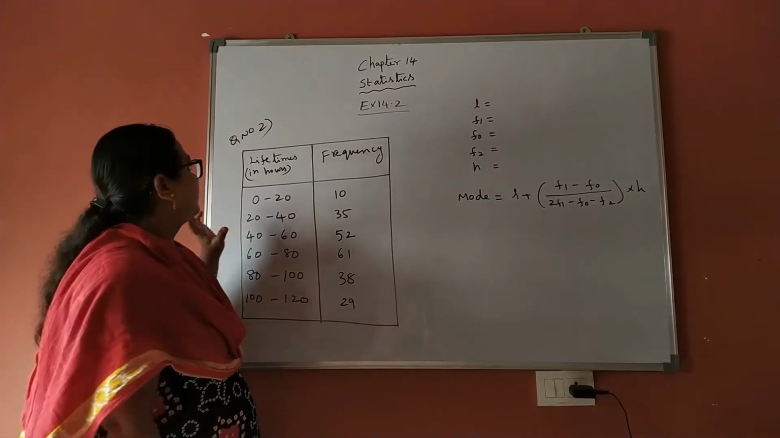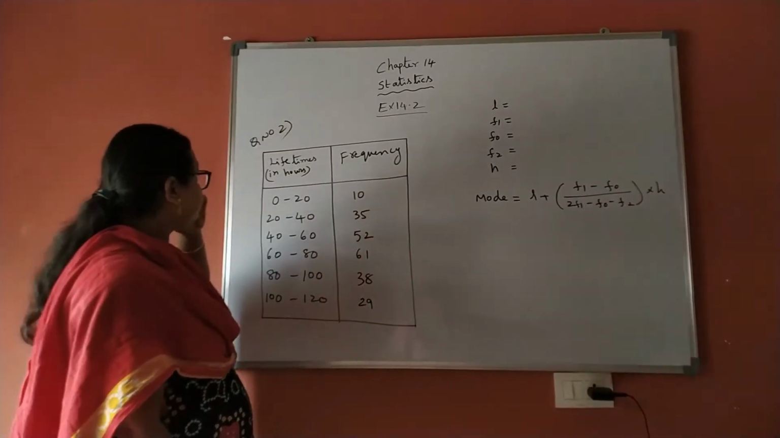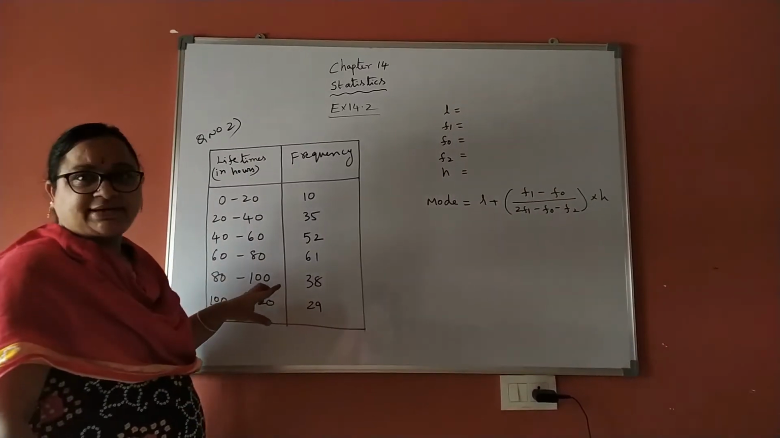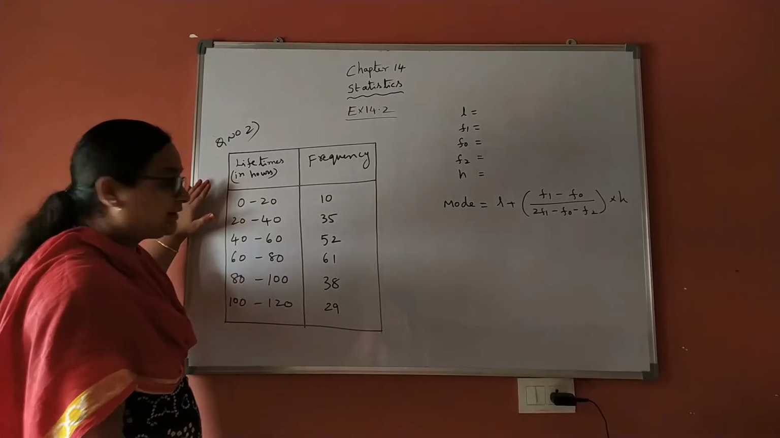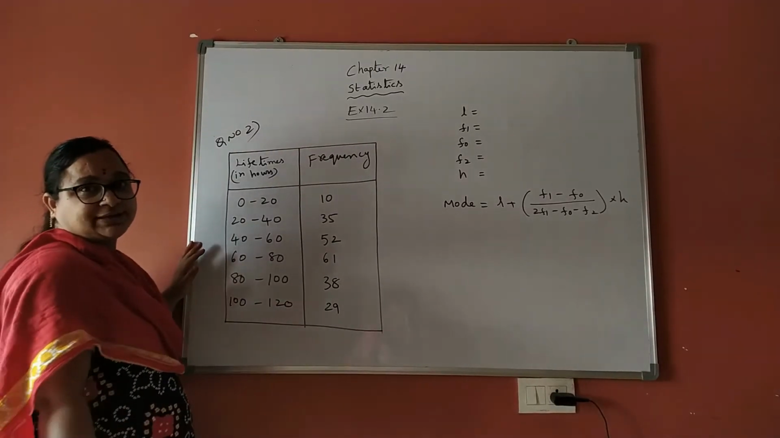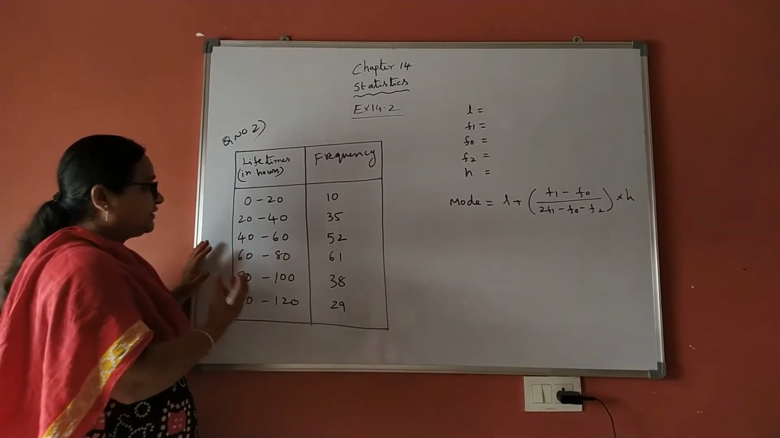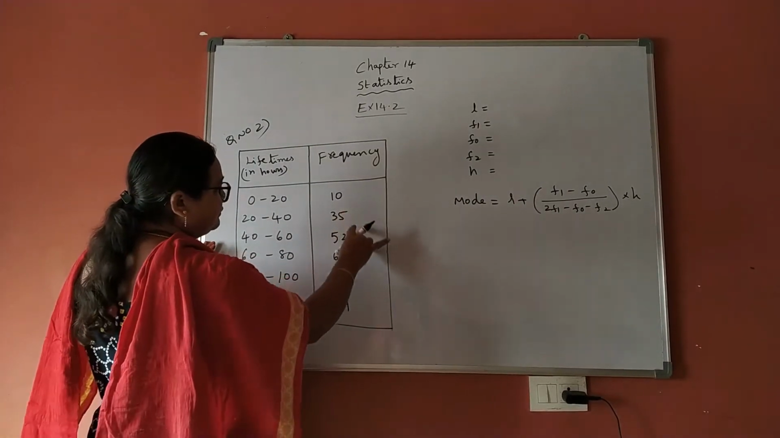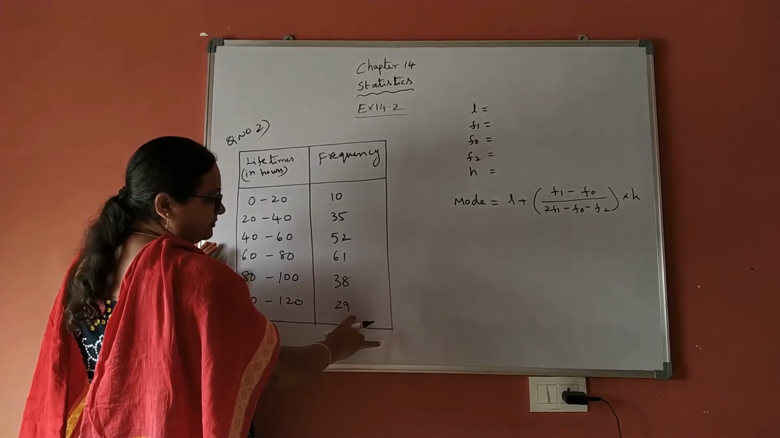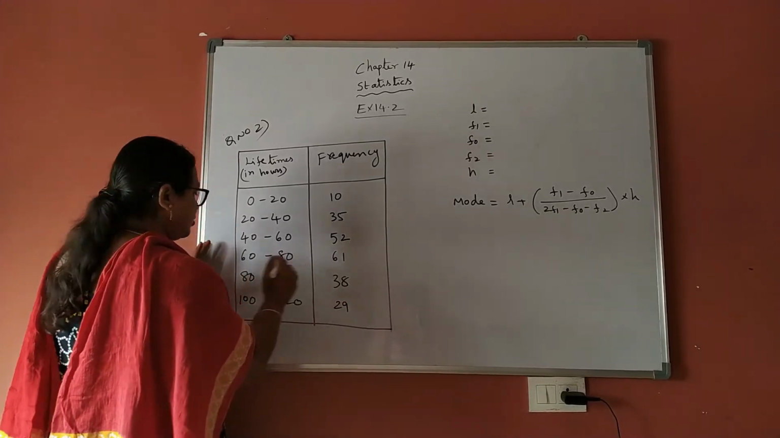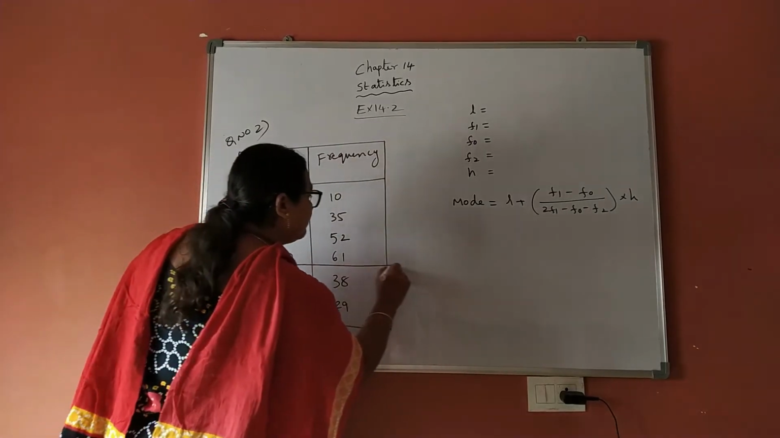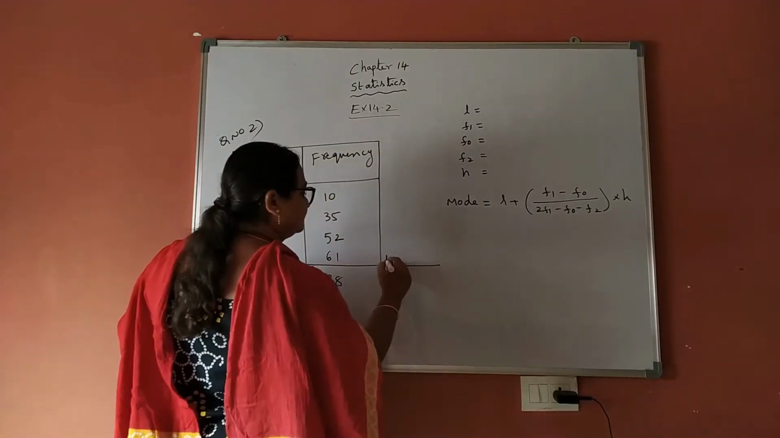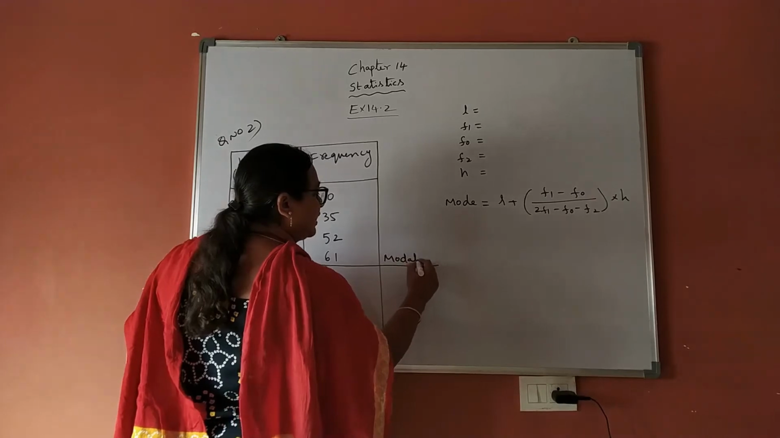Question number 2. Here we need to find the mode of this grouped data. First we need to decide the modal class. How to decide the modal class? The class with the maximum frequency is the modal class. So here the frequencies are 10, 35, 52, 61, 38, 29. Maximum frequency is 61. So the class with maximum frequency is 60 to 80. So this is the modal class.